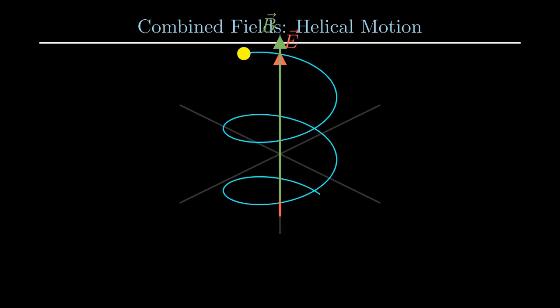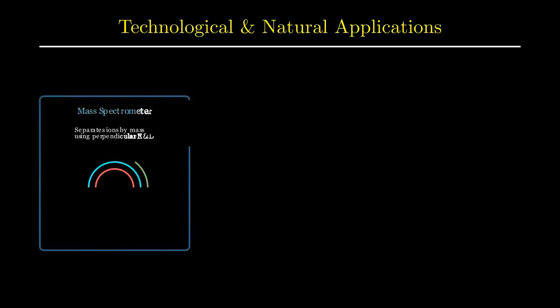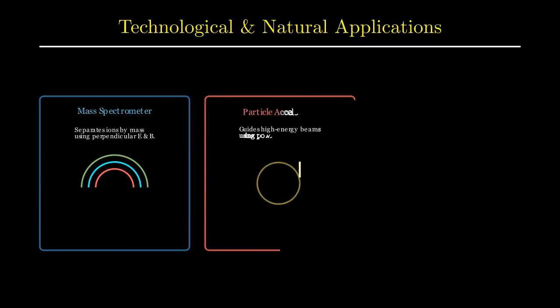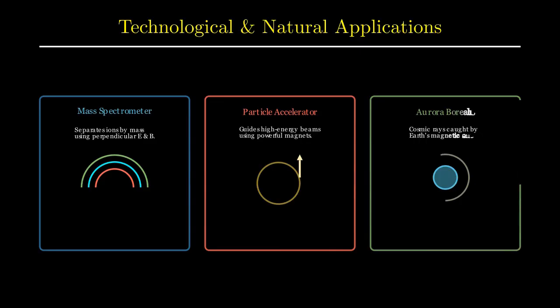The applications of the Lorentz force law are vast and profound. It is fundamental to the operation of devices like mass spectrometers, which separate ions based on their mass-to-charge ratio. Particle accelerators use precisely engineered electric and magnetic fields to guide and accelerate charged particles to extremely high energies. Even natural phenomena like the Aurora Borealis are a dazzling manifestation of the Lorentz force acting on charged particles from the Sun interacting with Earth's magnetic field.